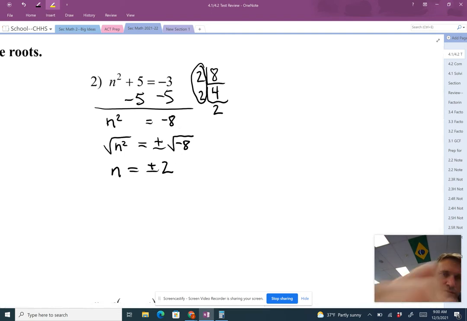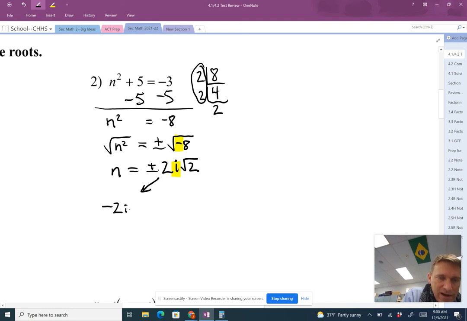The square root of a negative number is the imaginary number i. And then we have the square root of 2. And so again, this is two numbers. We've got negative 2i square root of 2 and positive 2i square root of 2. And that would be the answer then for number 2.